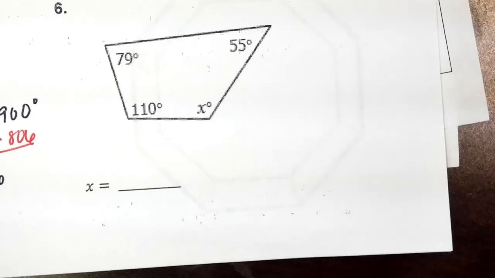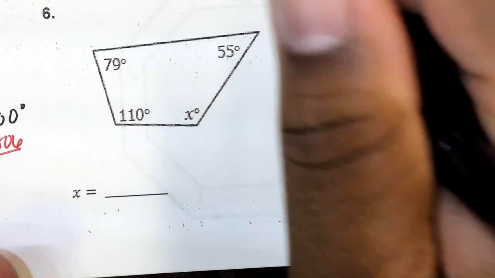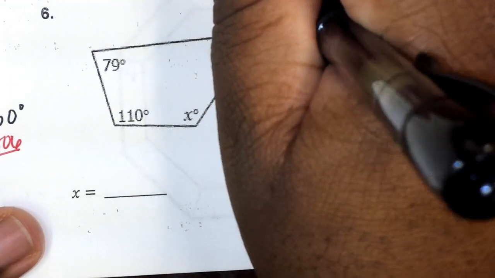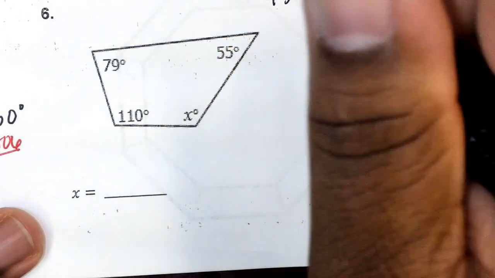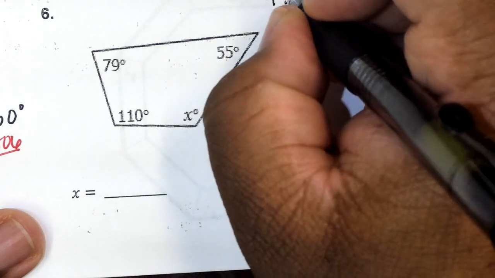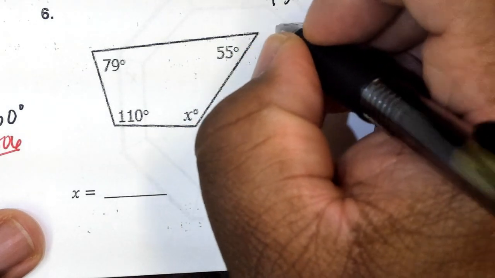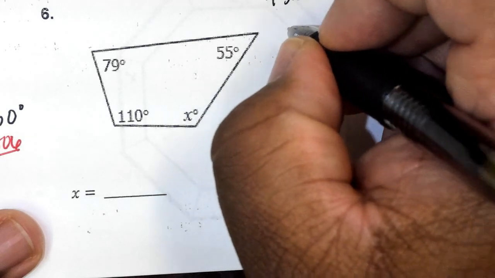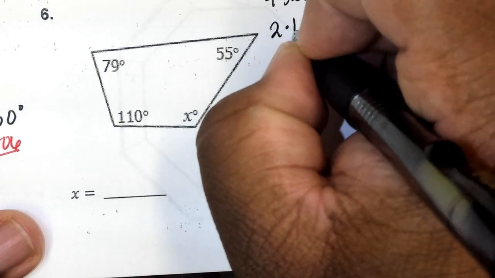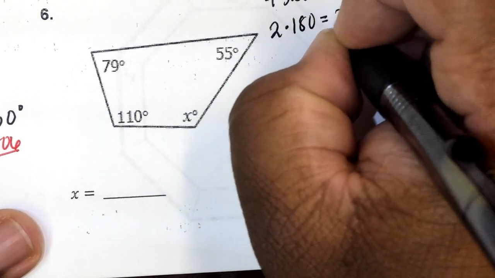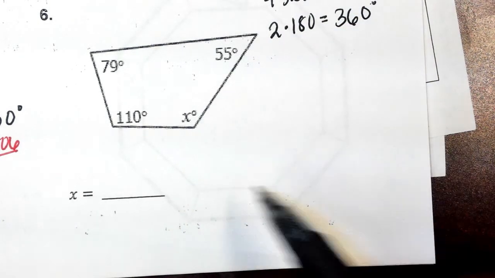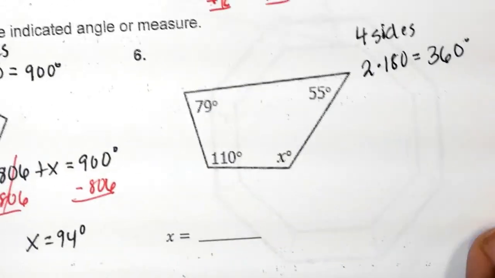Number 6. You want to find x on that one. All I want to know is what's the sum that you're using. What does this figure add up to? Think. 360. 2 times 180. It's 360 degrees. Alright, then from there y'all can find x on that one. Y'all don't need me. I just showed you how to do it on number 5.